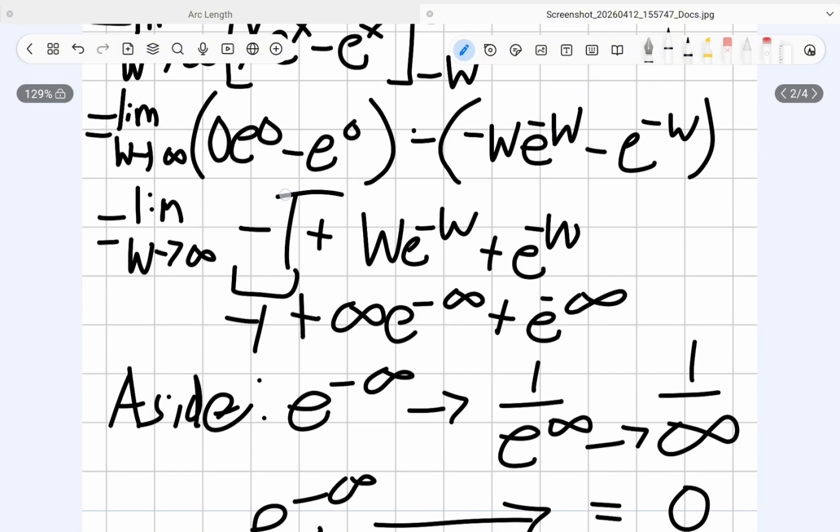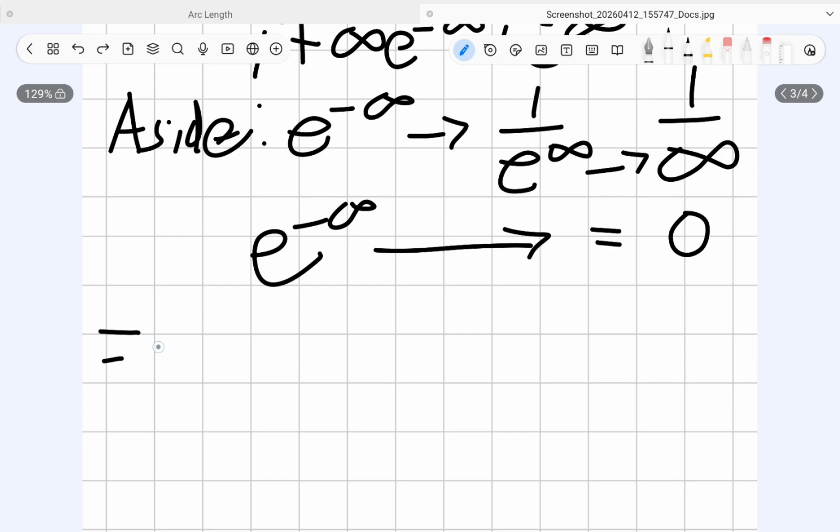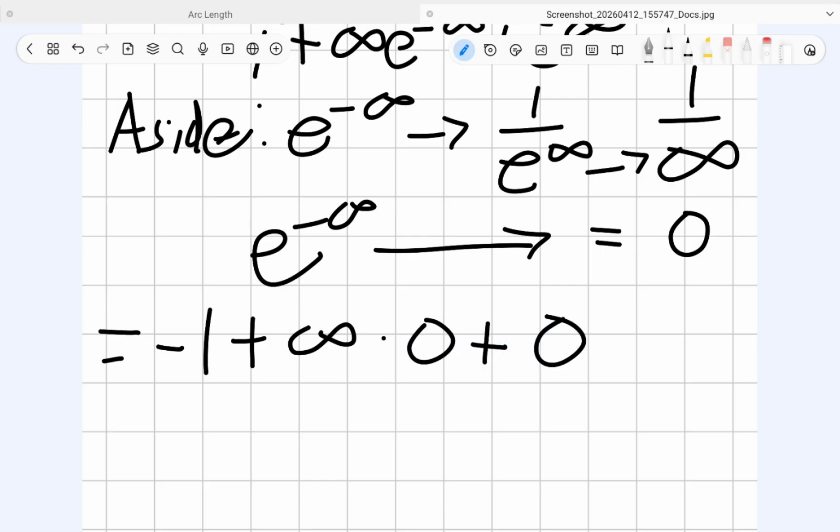So let's call back to this now. It's going to be negative 1 plus infinity times 0 plus 0. Infinity times 0 is kind of the same thing as any other number. Anything multiplied by 0 is going to be 0. So our answer is going to be negative 1.